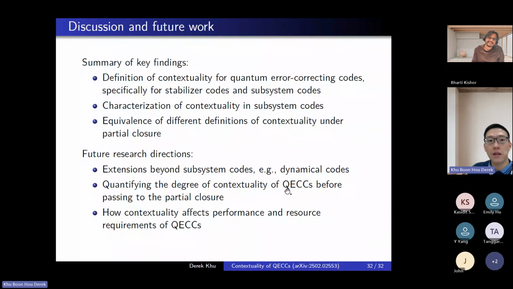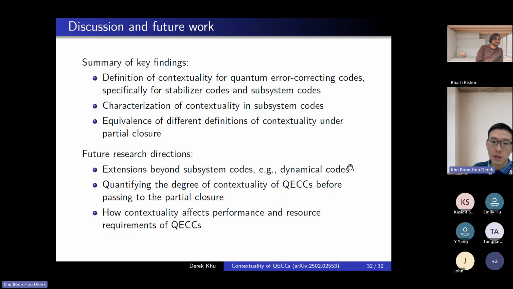And so finally, we can talk about the key findings in this paper, which is that we defined what contextuality means for subsystem codes and stabilizer codes. And then we talked about how to characterize contextuality in subsystem codes, in that if there are at least 2 gauge qubits, you are strongly contextual. And then we showed that different definitions of contextuality are actually the same if we take partial closure.